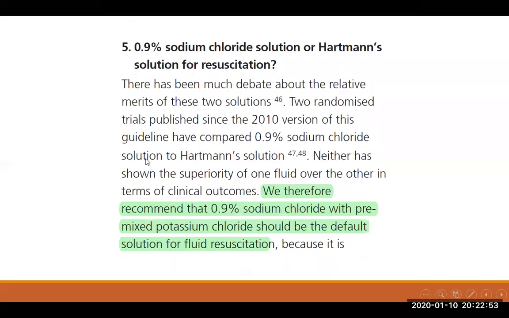And of course, normal saline with premixed potassium chloride should be the default solution for fluid resuscitation in a case of DKA. Normal saline is the fluid of choice.